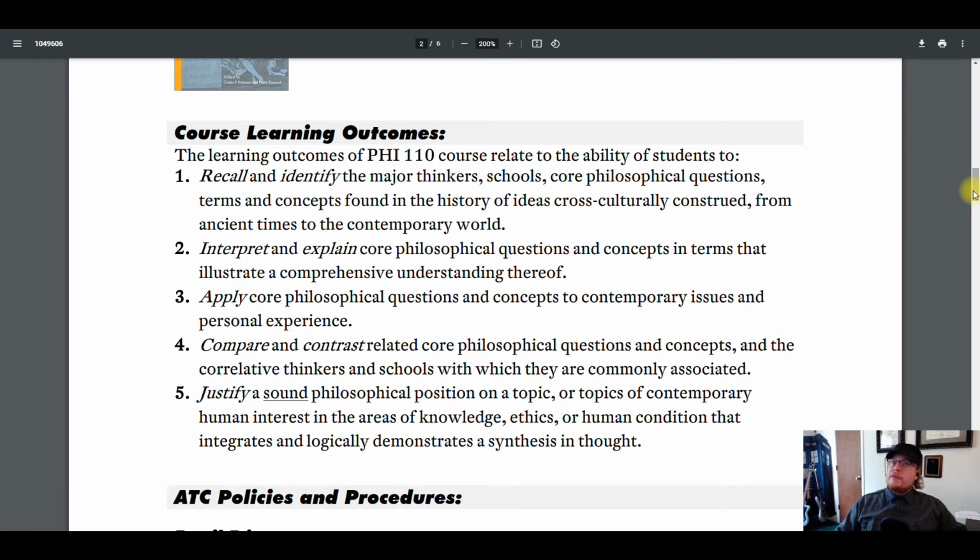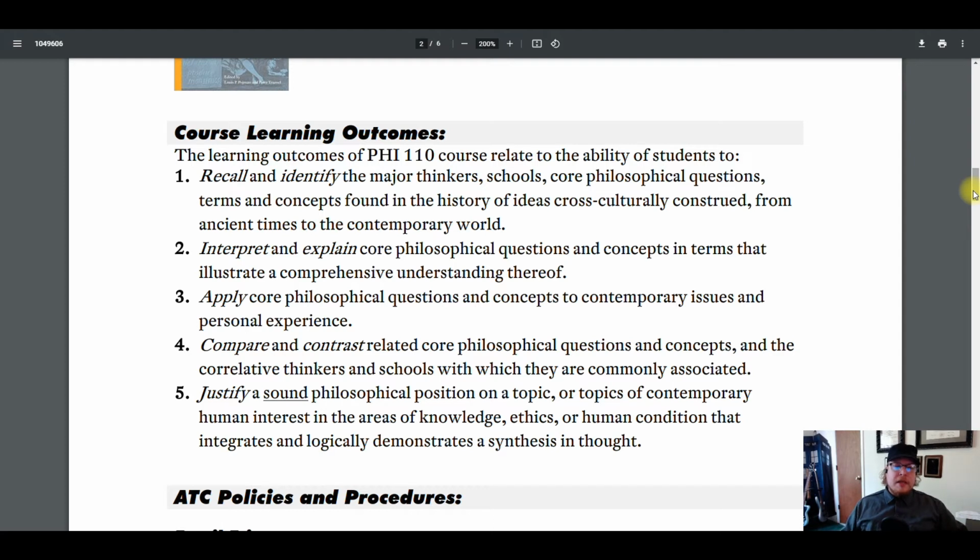The following things. One, recall and identify the major thinkers, schools, core philosophical questions, terms, and concepts found in the history of ideas cross-culturally construed from ancient times to the contemporary world. So basically, be able to recall and label the things that I talk about in the class. If I'm talking about Aristotle or Immanuel Kant or utilitarianism or virtue ethics, I don't expect you to know those things now, but I expect you to be able to at least recognize, oh, that thing he just described, that's virtue ethics. Or that person, that would be Aristotle.